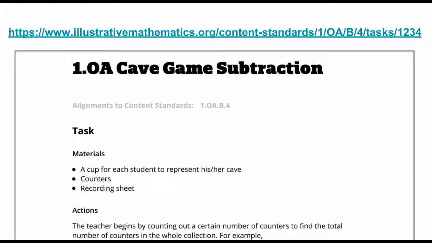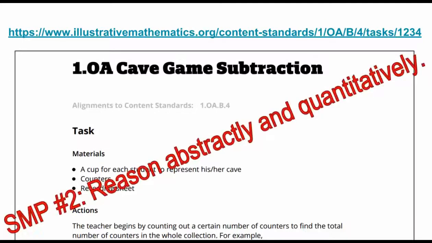Caveman Subtraction is a task from Illustrative Mathematics that helps students to understand subtraction as addition with a missing add-in. The key with this task, and any task for that matter, is that the teacher must help the students connect the abstract with the concrete and pictorial modes of representation. This is the essence of the second standard for mathematical practice.